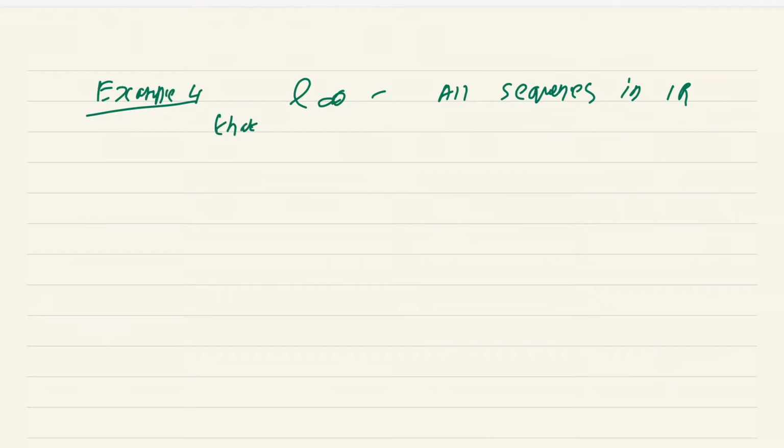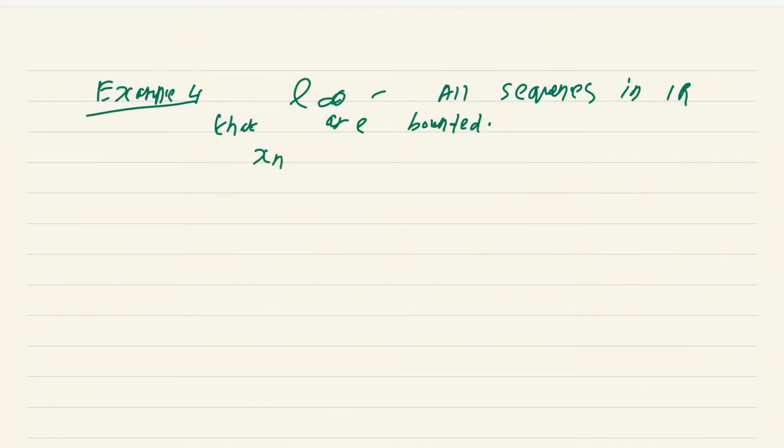Example 4, this is called little l infinity, and if you have been following the notations that I'm giving, you can guess what this is going to be. This is again going to be all sequences in R that are bounded. Again it's very easy to see that this is going to be a vector space with component wise addition and component wise scalar multiplication.